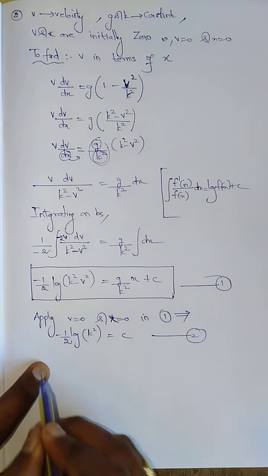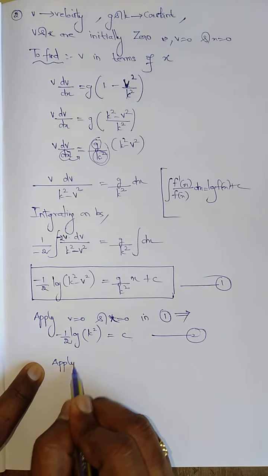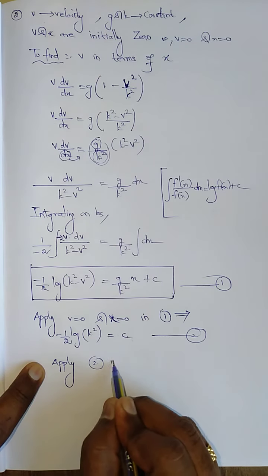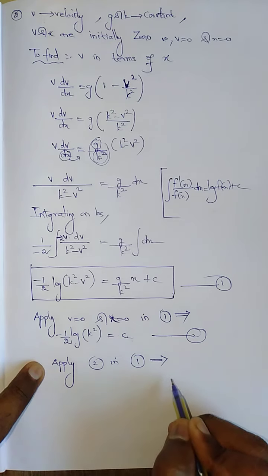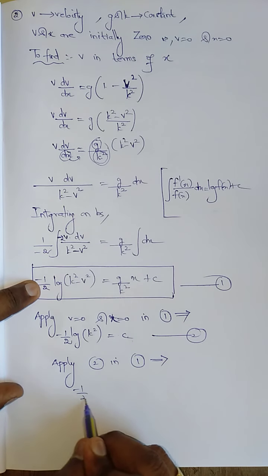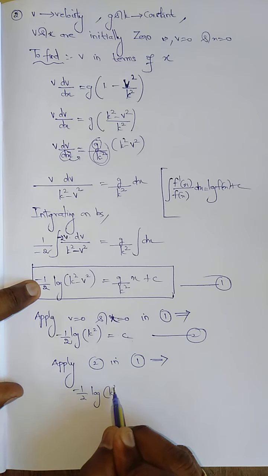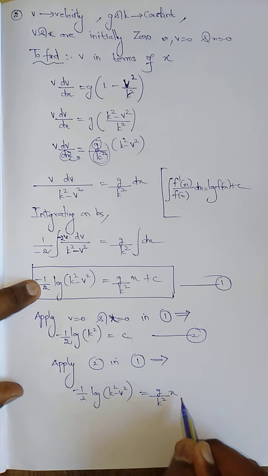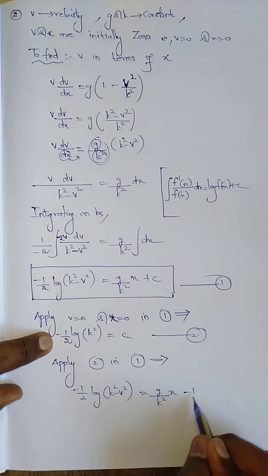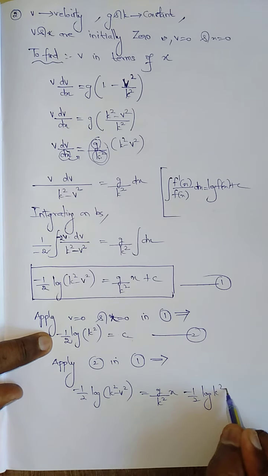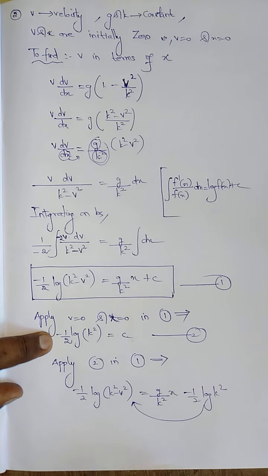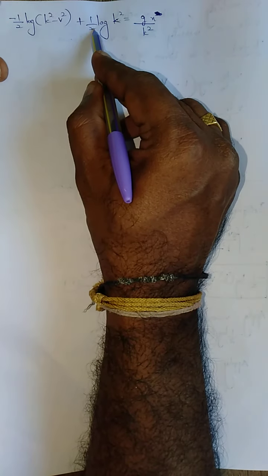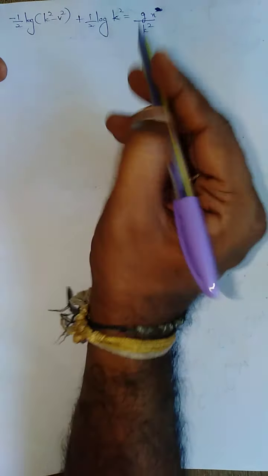Keep this as equation 2. I have found the c value, so apply 2 in 1. That is minus 1 by 2 log k square minus v square equals g by k square x, plus c, which is minus 1 by 2 log k square. Bringing this to this side, it becomes plus 1 by 2 log k square.